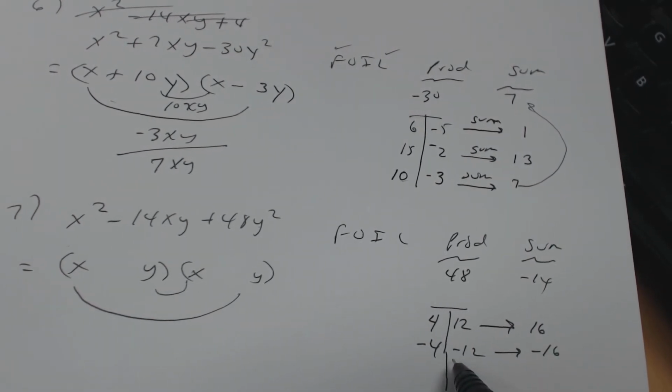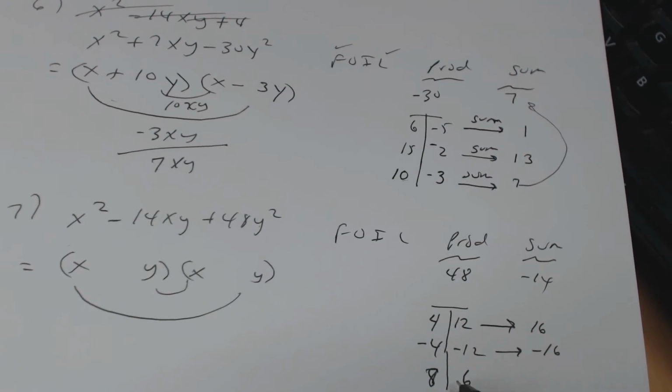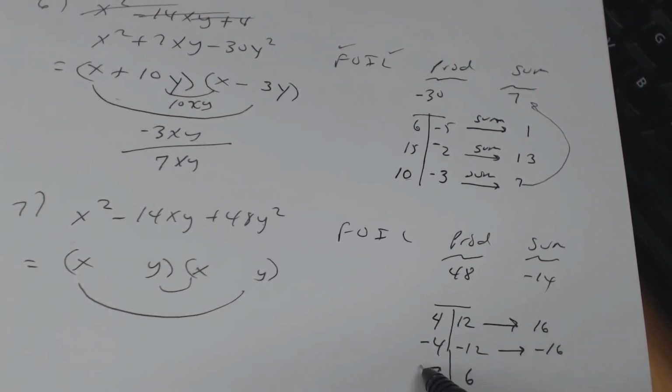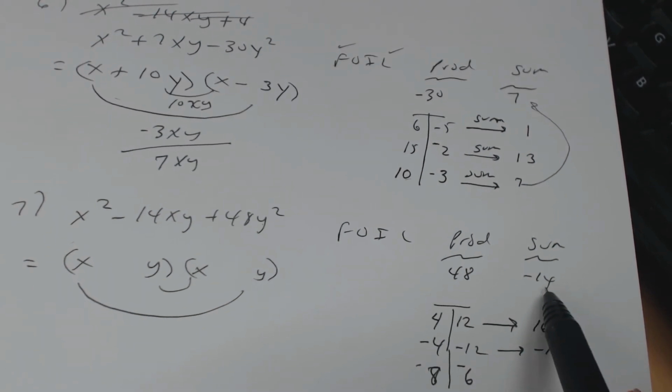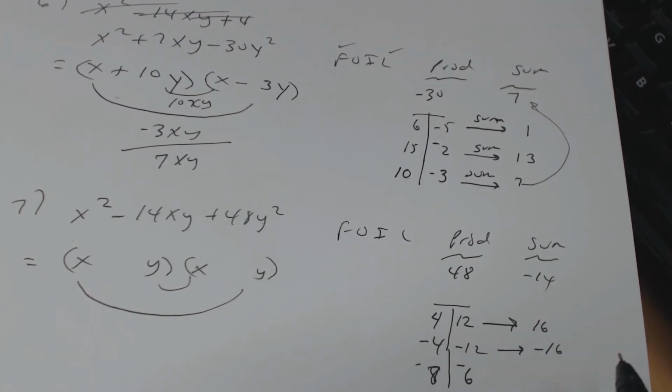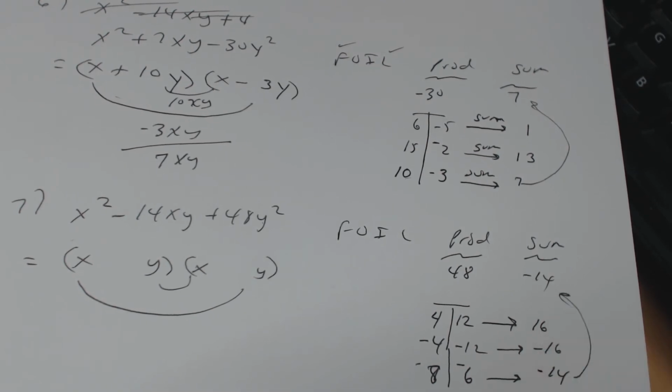All right, so then let's try 7 and 6. Oops, sorry, wrong one. 7 and 6 is 42, so that's not going to work. Let's try 8 and 6 instead. 8 times 6 is 48, but remember, I need the sum to be negative, so they both have to be negative. A negative 8 times a negative 6 is a positive 48, and when I add them up, I do get a negative 14, which is what I wanted.